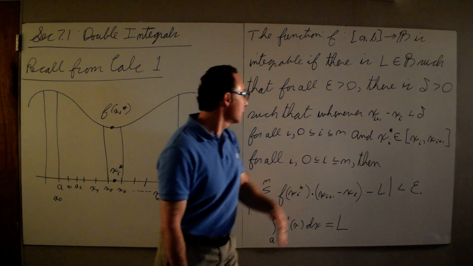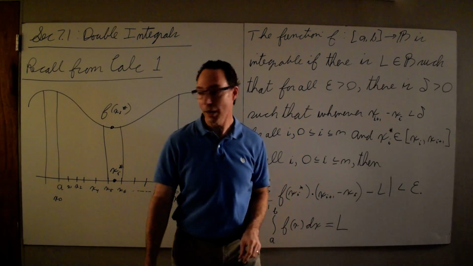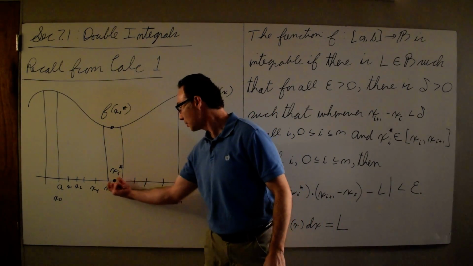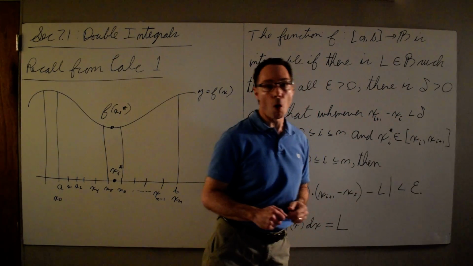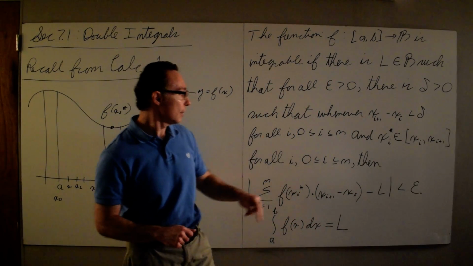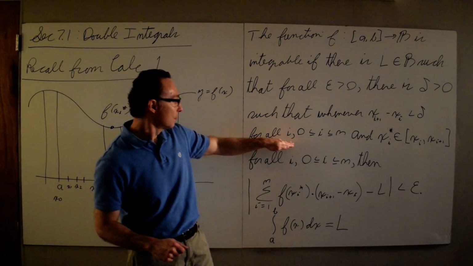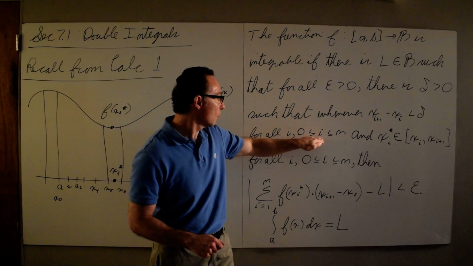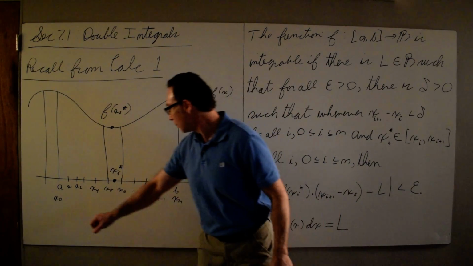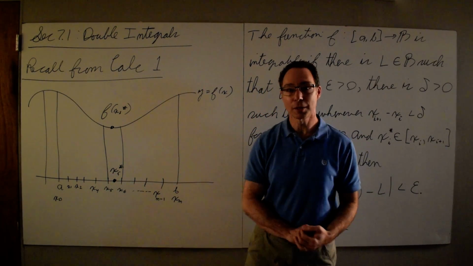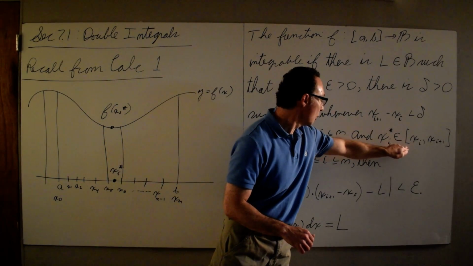For all epsilon, there's a delta such that whenever we take our x sub i and our x sub i plus 1, so we're going to take two of these next to each other, right? And that distance is going to be small. And then we pick our x sub i star out of this interval. So for all i, right here, 0 less than or equal to i less than or equal to n. So remember, that's the way we indexed our x sub i's. We started x sub 0, went up to x sub n.